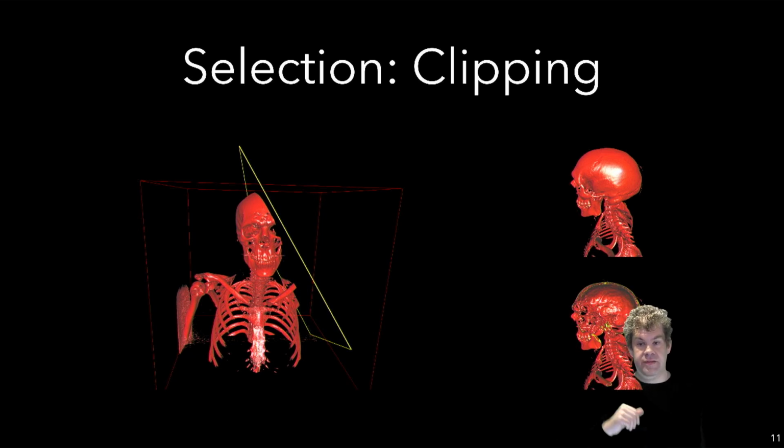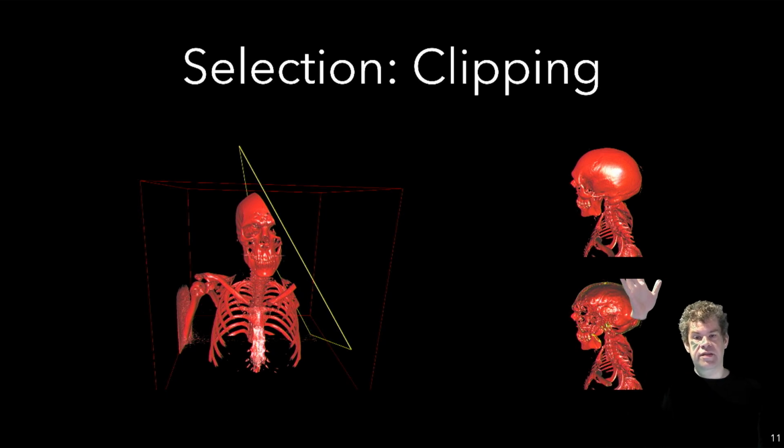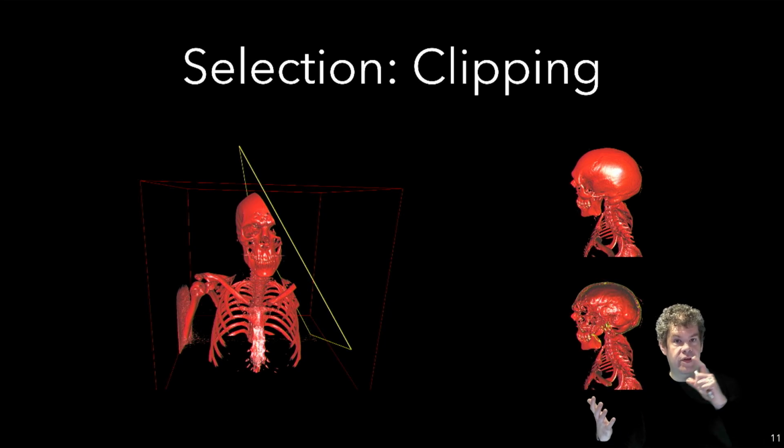Okay, so here's the visible human data set. I've placed this clip plane right through the skull. And then what we can see here, this is the unclipped data set at the top. So this is what I would see if I would look perpendicular onto the plane. So I basically see the skull. If I now look at the clipped data set, I can selectively remove like half of the skull and then look inside.